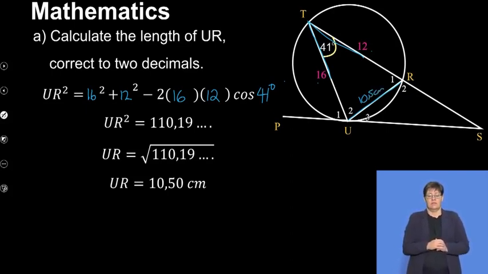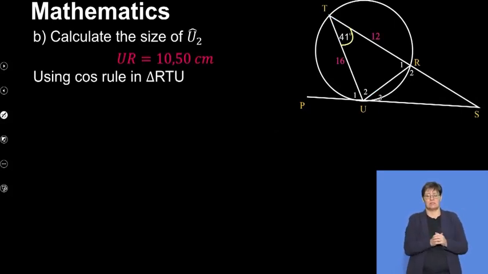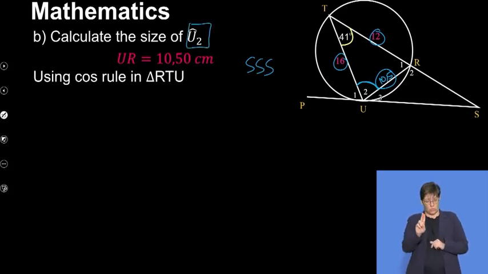The next question, they want us to calculate the size of U2. Remember, we calculated UR as 10,5 centimeters. Now they want us to find this angle here. In this triangle, we've got side, side, side, so we can use cos rule to find U2. And remember, because we're finding U2, we're going to start off our cos rule with the side that lies across from U2. If you look at U2, the side that lies across from U2 is TR. So our expression is going to start off with TR squared.